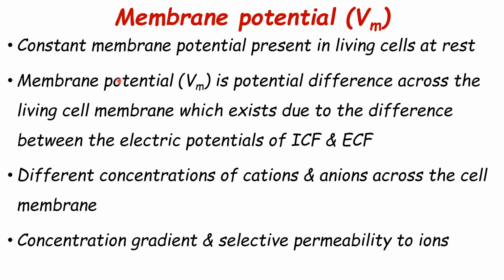I'll repeat once again. The membrane potential, which is represented by Vm, is the potential difference across a living cell membrane which is present due to the difference between the electrical potentials inside the cell, that is intracellular fluid, and outside the cell, that is extracellular fluid. Now this occurs because there are different concentrations of cations and anions across the cell membrane.